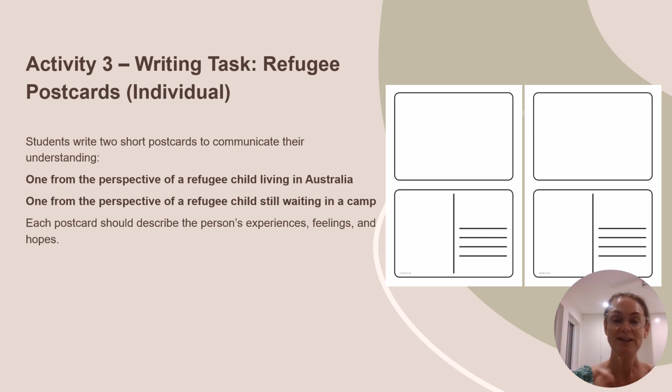In Activity 3, students become text users by writing 2 postcards, one from a refugee child in Australia and one from a child still waiting in a refugee camp. They express feelings, hopes and experiences, using language for a clear purpose and demonstrating their understanding through creative writing.